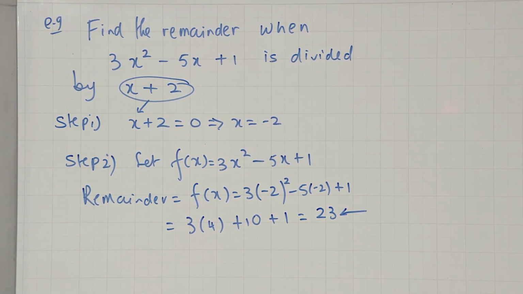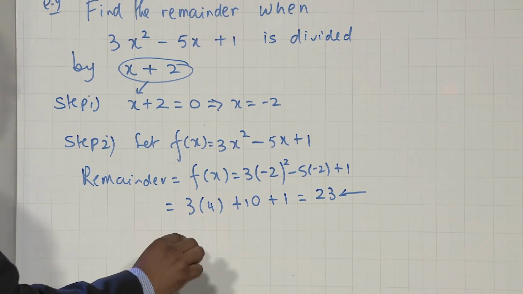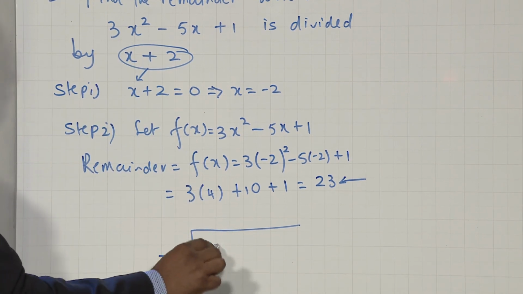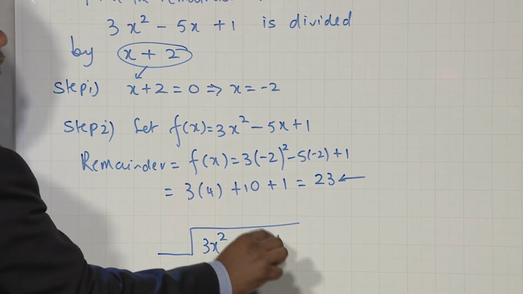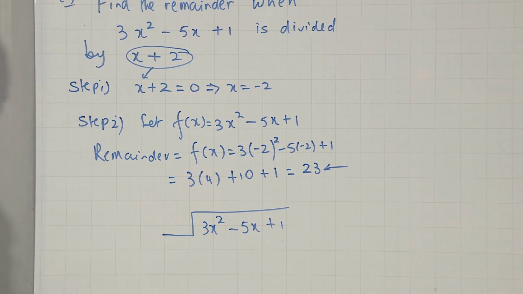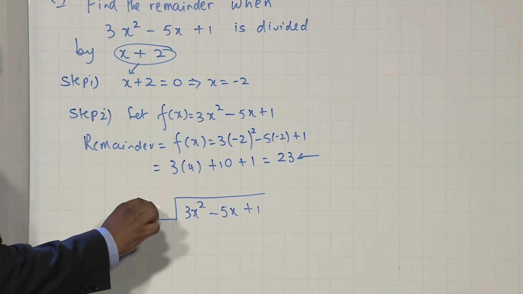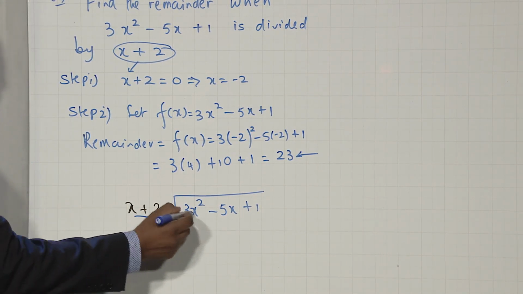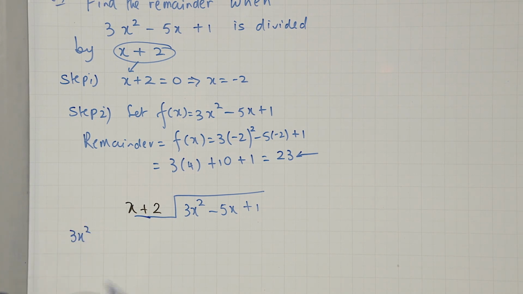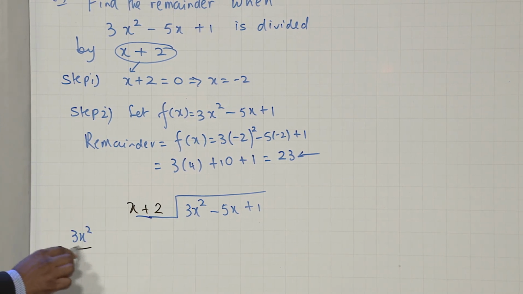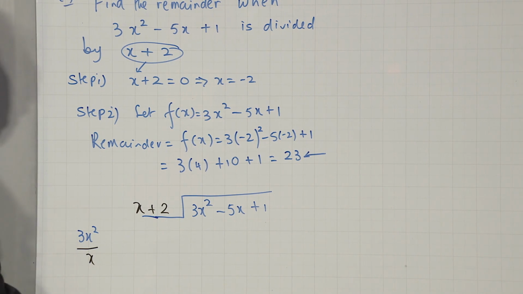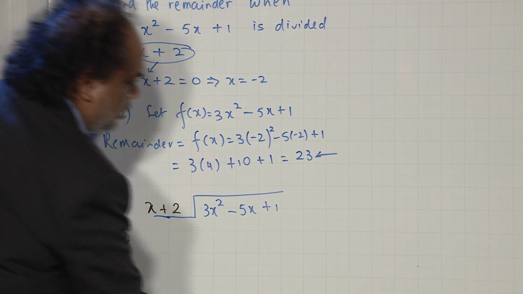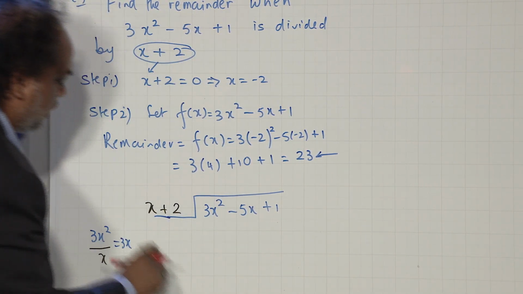Of course, you can still cross-check that using your long division to know whether we get 23. So how are we going to do that? 3x squared minus 5x plus 1, you divide by x plus 2. I take 3x squared and divide by the first term in the divisor. This gives me 3x. I'm going to copy the 3x in the quotient.